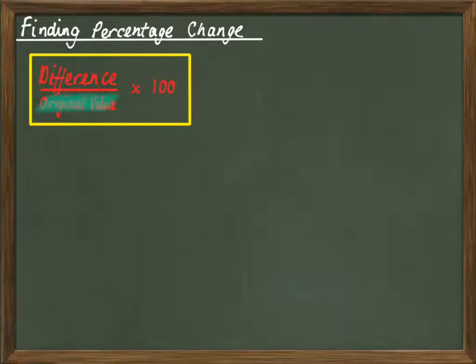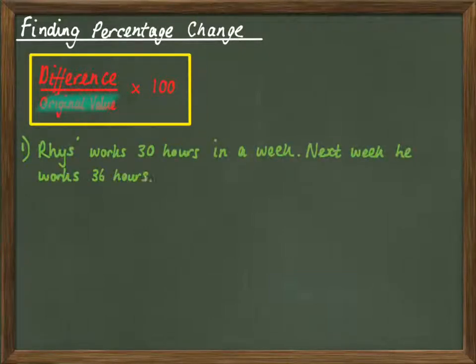We'll have a look then at two questions. First one, Reese works 30 hours in a week. Next week he works 36 hours. Find the percentage change. So I've got the start, I've got the finish. It wants me to know which direction it's gone and by how much in terms of a percentage. So difference at the top, the difference between 36 and 30 is obviously 6, over, well, what he started at, the original value was the 30 hours.